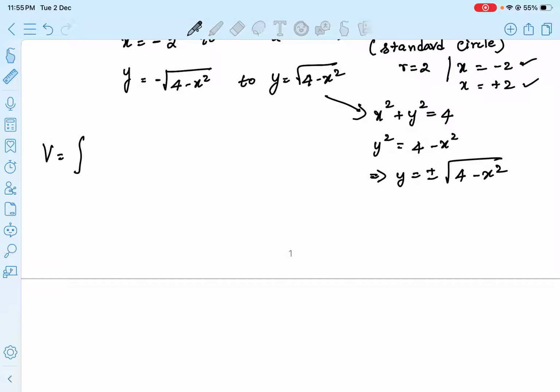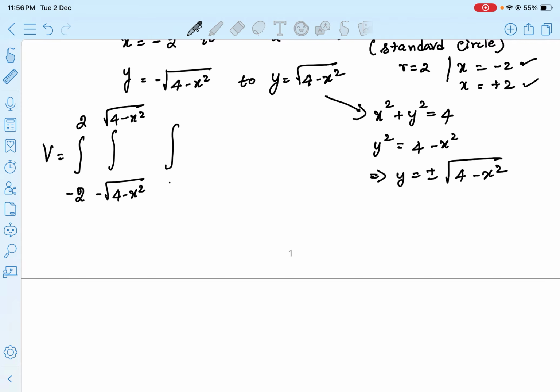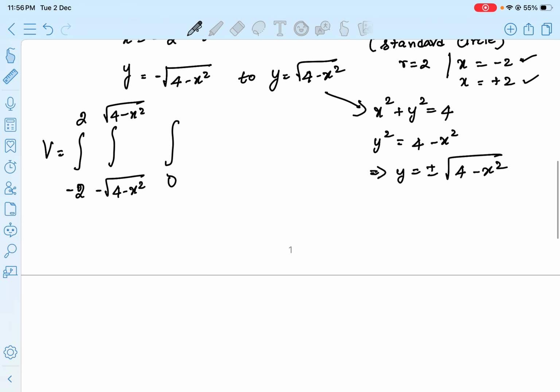So first one is x. x varies from minus 2 to plus 2. Okay, initially we start from negative first. So minus 2 to plus 2, and your y is from minus root of 4 minus x square to plus root of 4 minus x square. And your z is from 0 to 4 minus y. So that's all. dz, dy and dx.